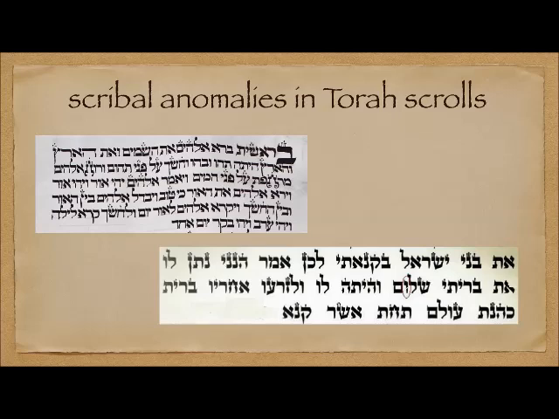For example, there are some letters that are upside down, there are dots on some of the letters. Maybe you've heard of some of these things, large letters, small letters, letters that are lifted up. And also the little crowns, as you see on the examples here. The crowns are called tagin, and they are not uniform across scrolls either.